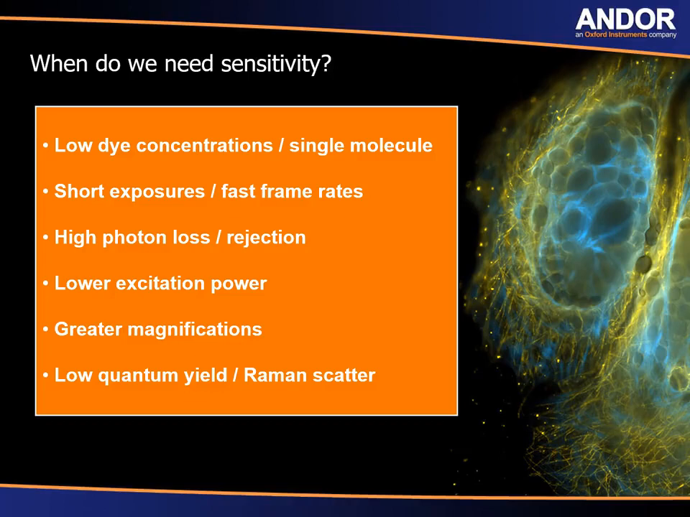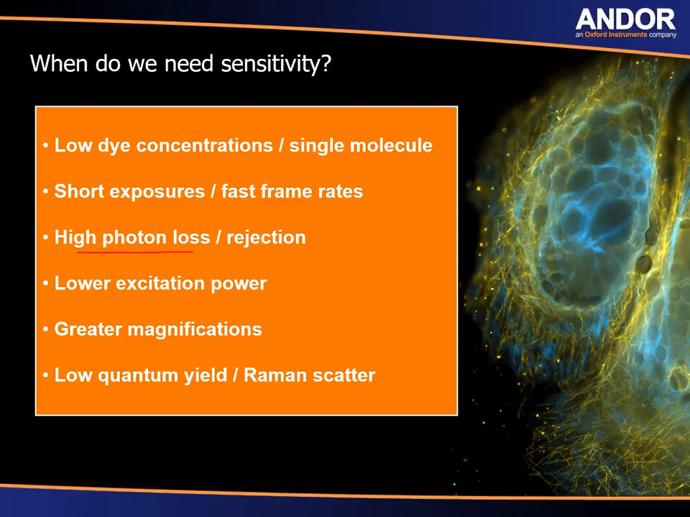Shorter exposures and fast frame rates go hand in hand. Sometimes we just want to measure things that are very dynamic by nature. We use then a faster frame rate mode and therefore shorter exposures to achieve that. But again, with a shorter exposure, you're simply not collecting as many photons as you would be with a longer exposure. Again, we need to counter that with higher sensitivity.